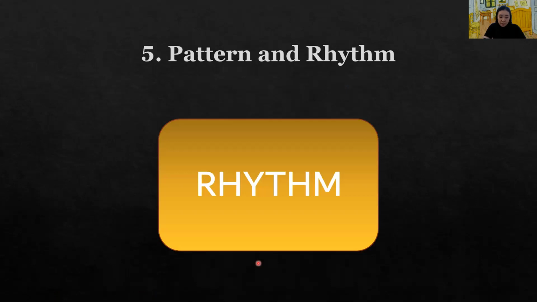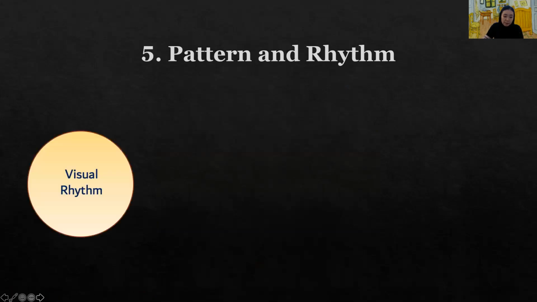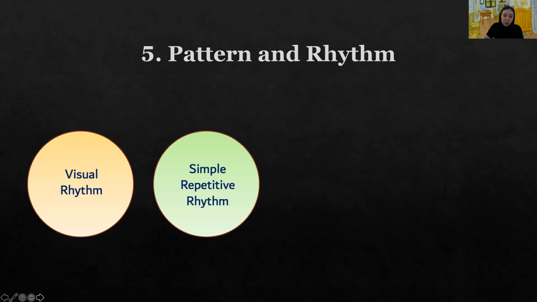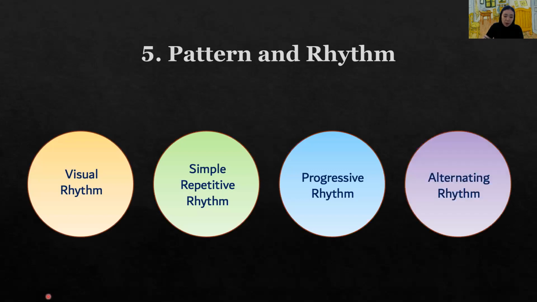Now let's see rhythm in art. So rhythm is based on repetition, and it is a basic part of our world. And there are 4 kinds of rhythm in art. So the first one is visual rhythm. The next ones are simple repetitive rhythm and progressive rhythm. And the last one is alternating rhythm. So let's see one by one.